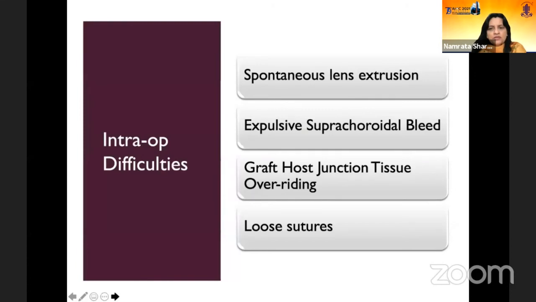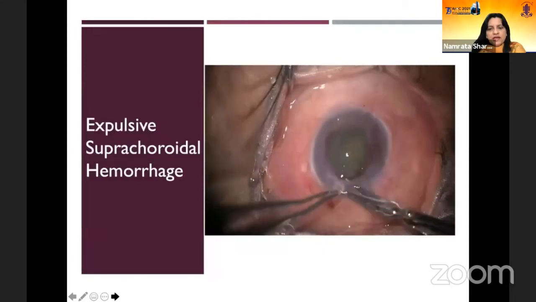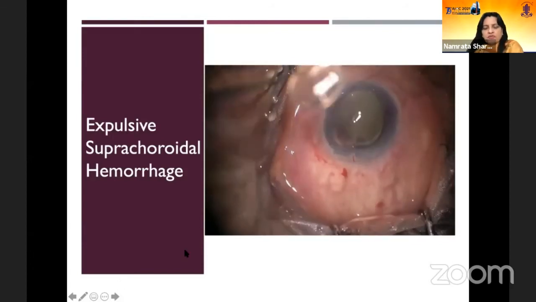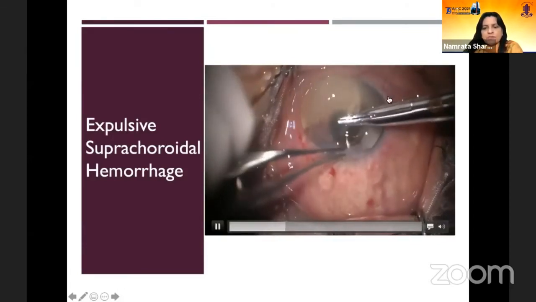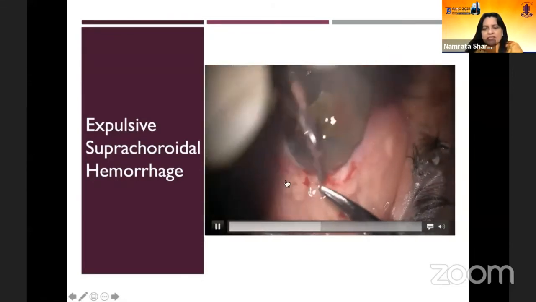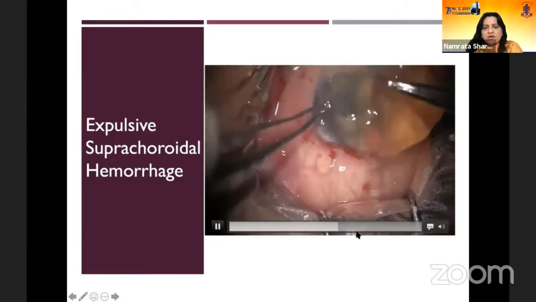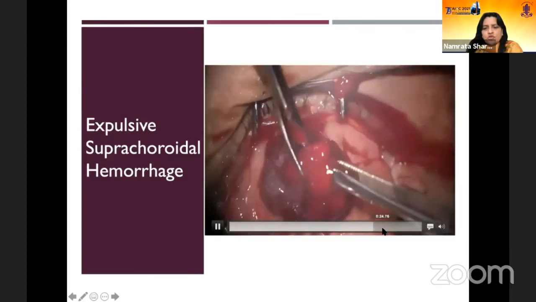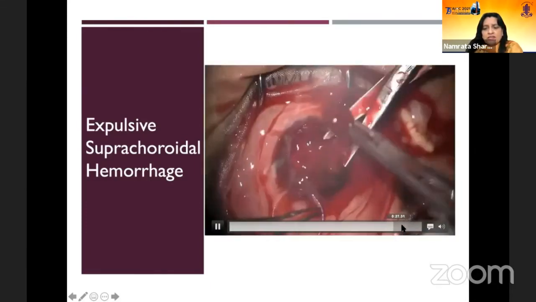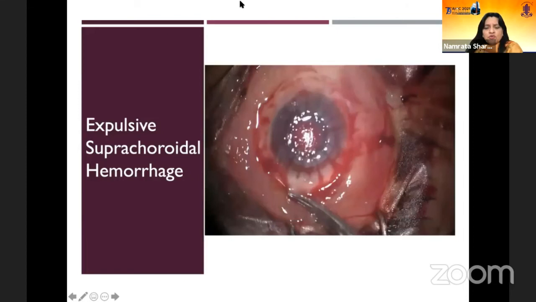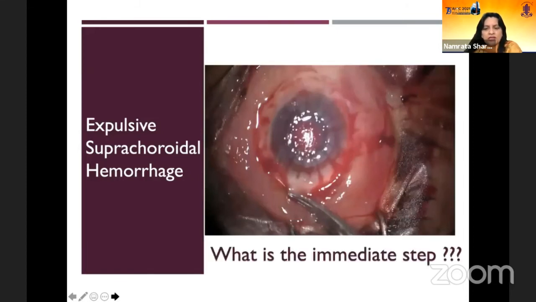Of course, there can be problems such as lens extrusion, suprachoroidal hemorrhage, overriding of the graft-host junction, loose suture, and recurrence of infection. So this is the spontaneous expulsion of the lens, and then the graft is already ready in this case. Despite this, all the intraocular contents are being expulsed out, and that is something just to show how an expulsive can look. And the necrotic tissue is then being excised, and quickly the graft is being sutured. Of course, this situation should be prevented, but can occur.